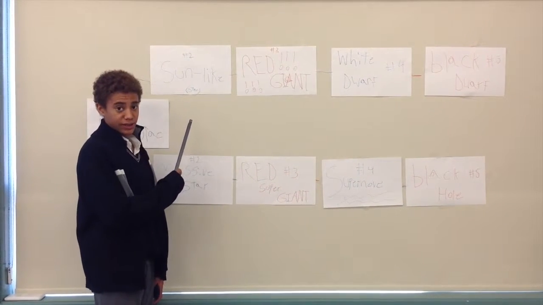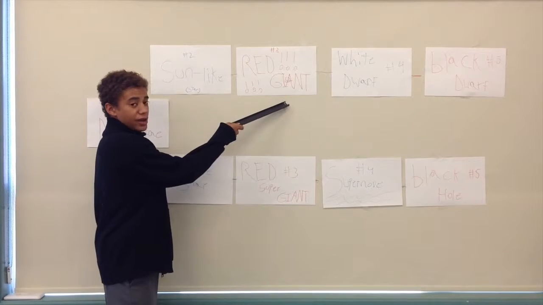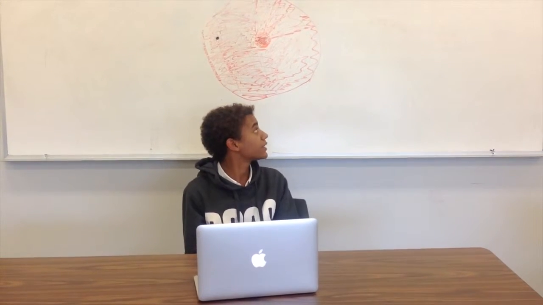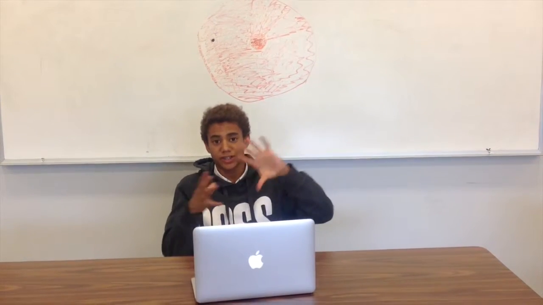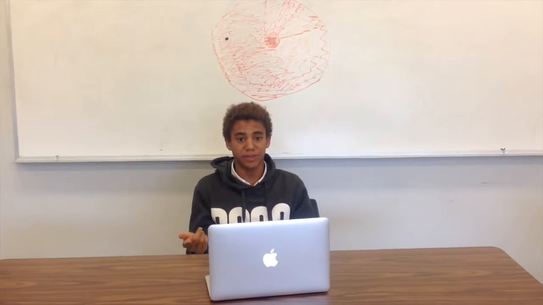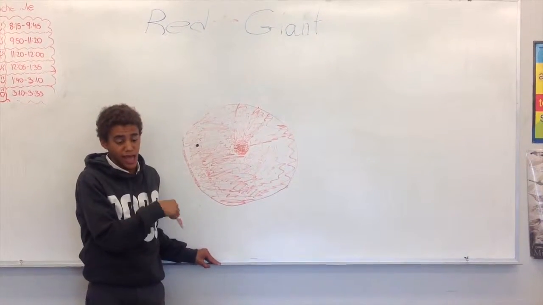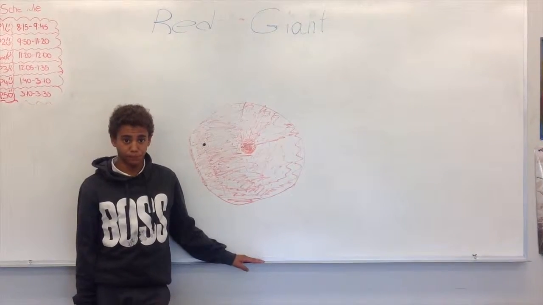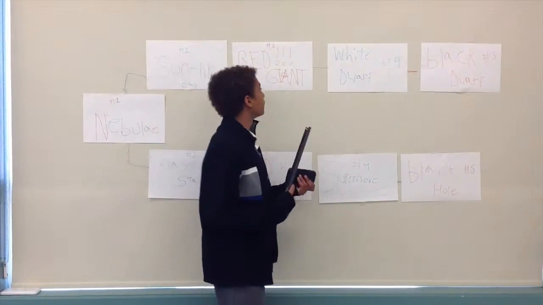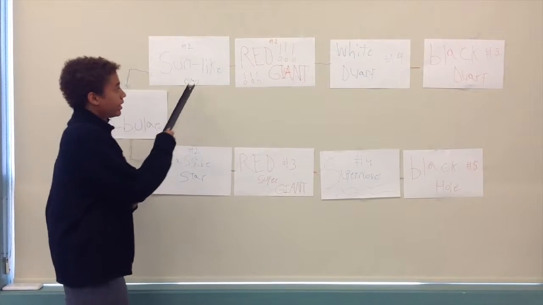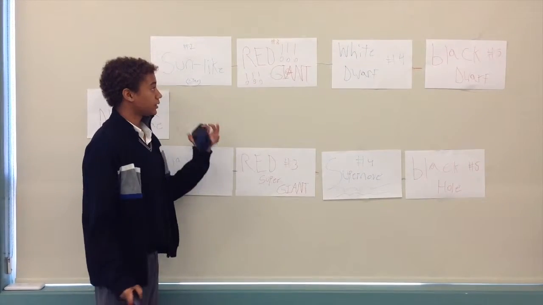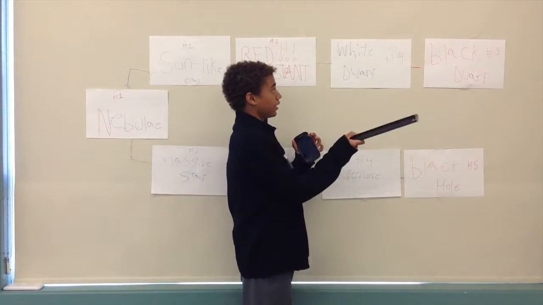Now that you know what a sun-like star is, we can move on to the red giant. A red giant is when a sun-like star's hydrogen contracts and the helium gets heated up on the inside of the core and expands into a red giant. A red giant is of a high luminosity and has a low surface temperature. Okay, so now you guys know sun-like star and red giant. So the third thing up here is a white dwarf.